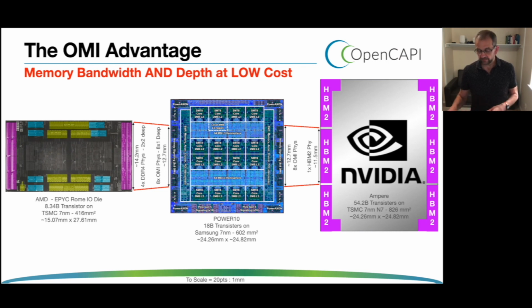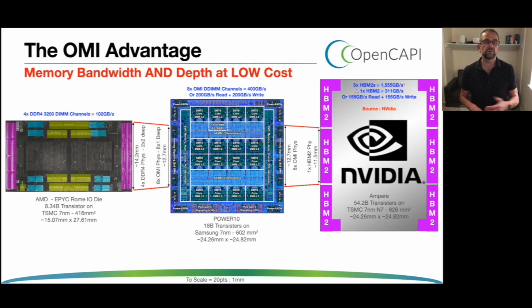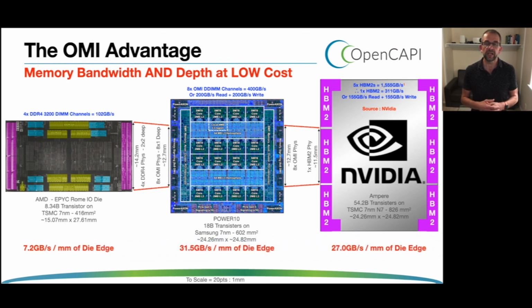But to really compare these, we need to look at the gigabytes per second of those channels. 4 DDR4s is about 100 gigabytes per second on the EPYC. We're getting 400 gigabytes per second out of the 8 OMI DDIMM channels, and 311 gigabytes per second out of the HBM2 channel. So when we look at it as gigabytes per second per millimeter of edge die, you can see that OMI really does win in all categories, significantly bandwidth-wise over DDR4, and surprisingly faster than the HBM2, which is really quite a surprise.